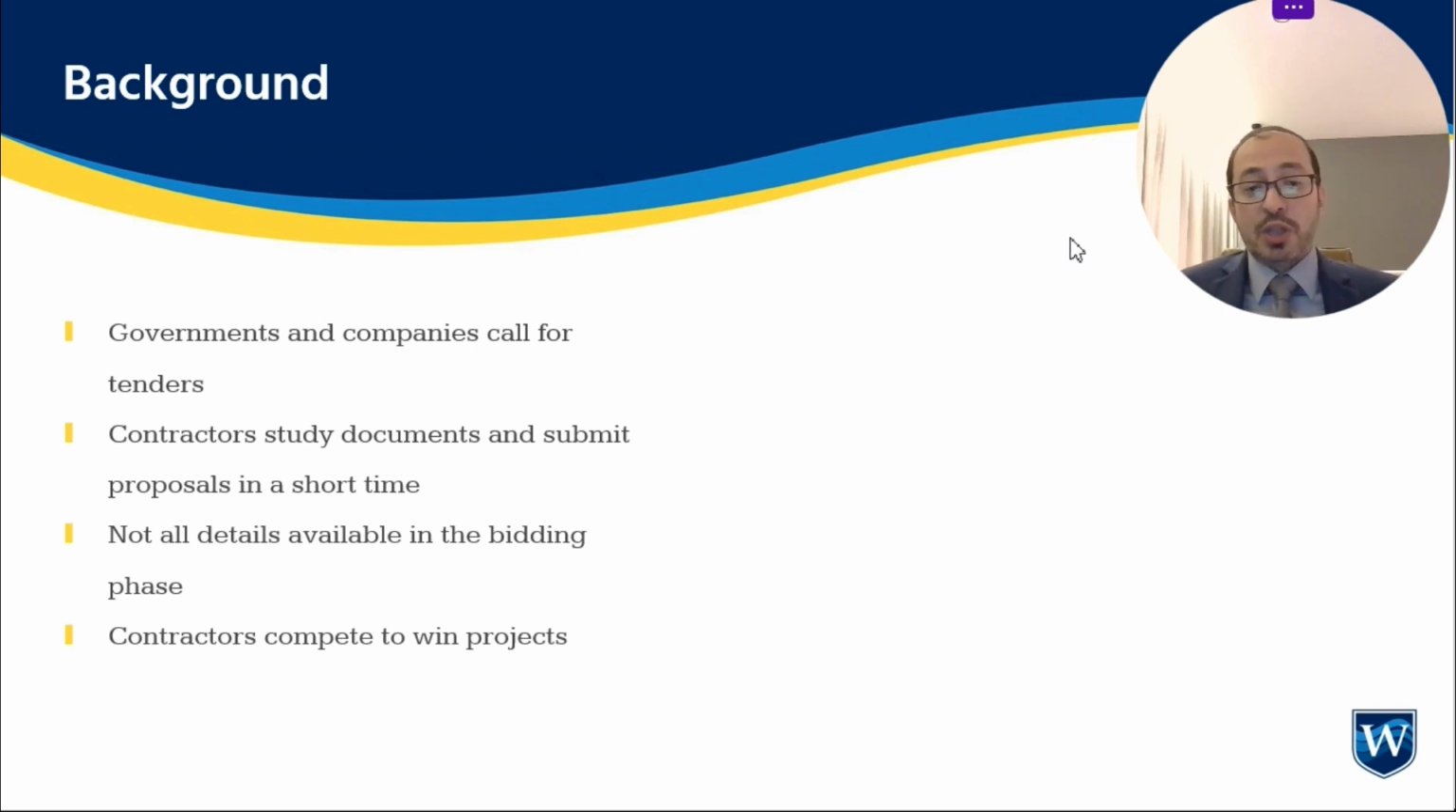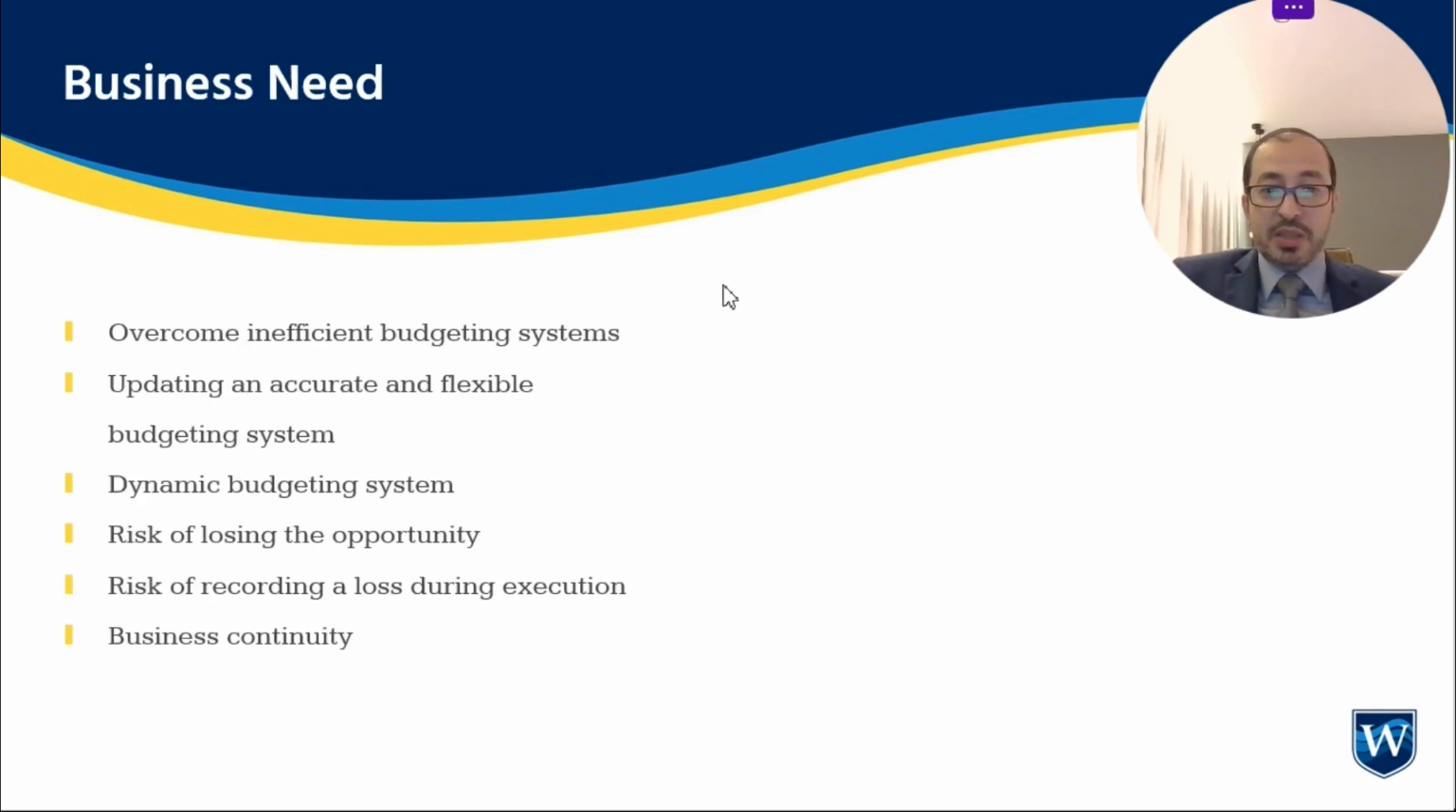The problem, unfortunately, is that not all information is available during the bidding phase, so the bidding team should make a lot of assumptions. Some information will be revealed only in the engineering phase. And there is a business need to have a quick, dynamic, flexible budget system in order to overcome the insufficient classical budgeting system. The company needs to balance between providing a high price or a low price.